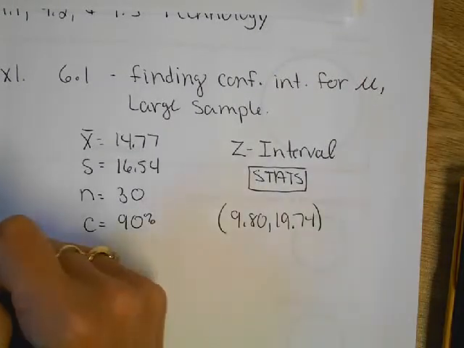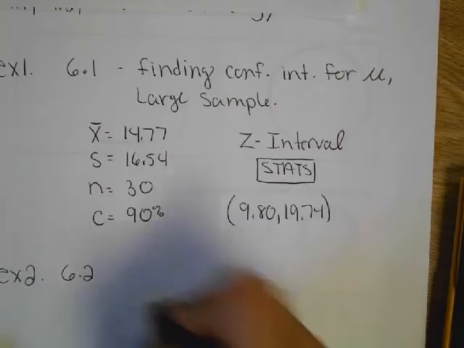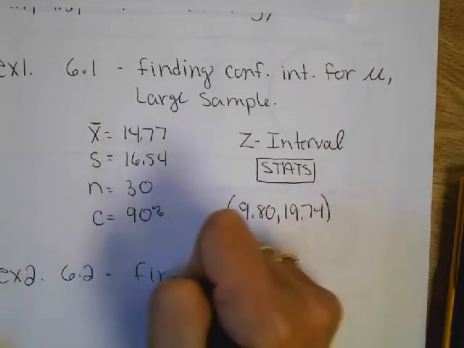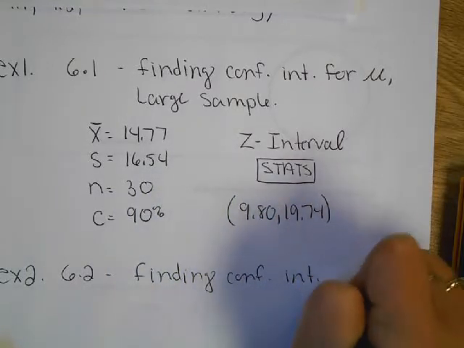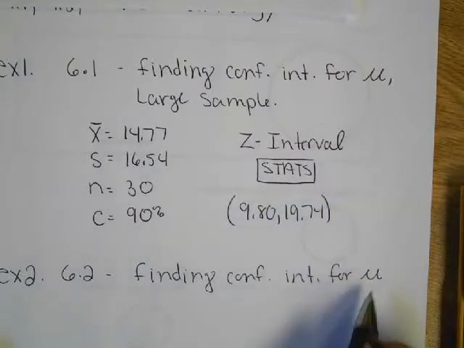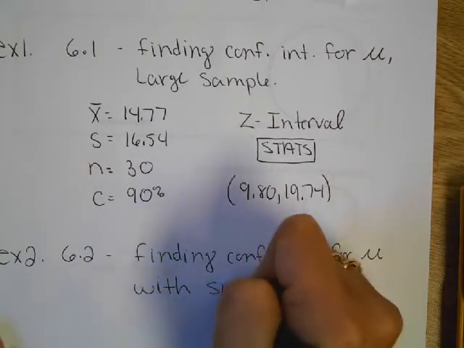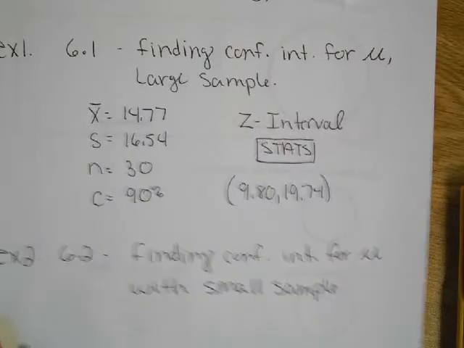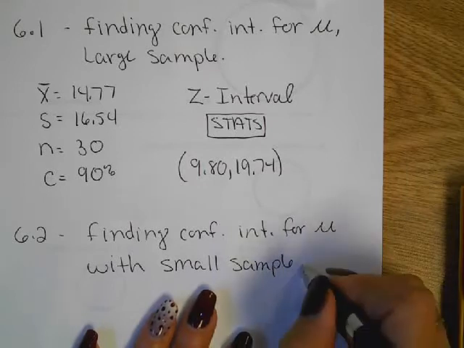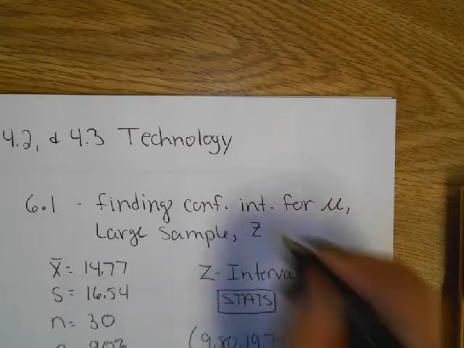Okay, our next example is going to come from 6.2. Where we were finding the confidence interval for the population mean again, but this time with small samples. And remember, the difference here was that instead of using a Z, we were using a T. And we had that little flow chart to tell us whether we're using Z-scores or T-scores.